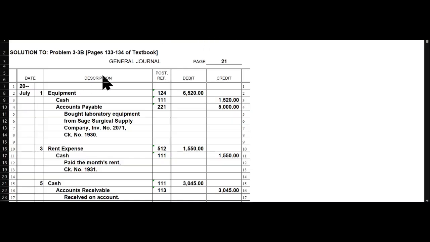Here then is the general journal. You can see the different columns titled the date, the description, the post reference, the debit, and the credit. And here, of course, we record the date, July 1, and the transaction involves equipment and cash and accounts payable. Notice that the debit is recorded first. This is the account number associated with that from the chart of accounts. We're recording the get of the equipment, 6520, and then we have two gives, right?